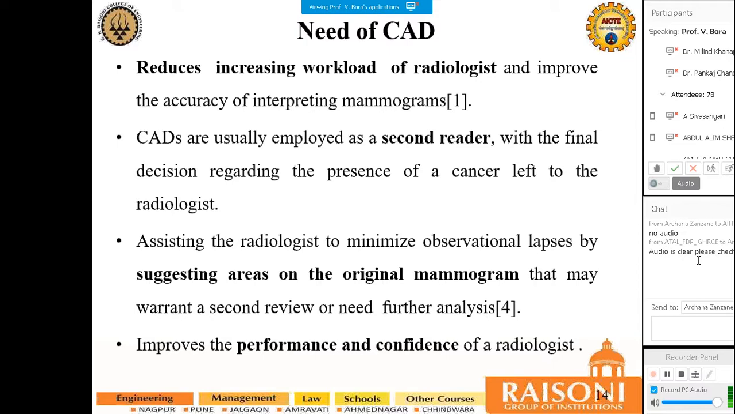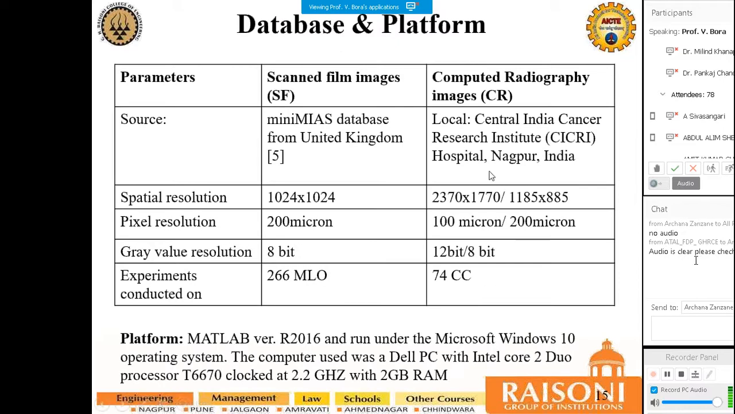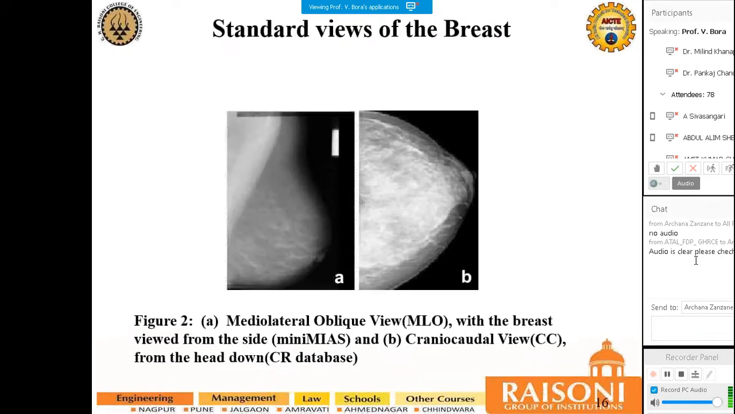The databases I had taken were the scanned mini-MIAS database, which is available on the website on Google, and images from the local hospital, that is, CR images. These are the digital images, and this is the scanned film images which are present on the website. These are the spatial resolution, pixel resolution, and all the specifications of the database, and the platform was MATLAB 16.